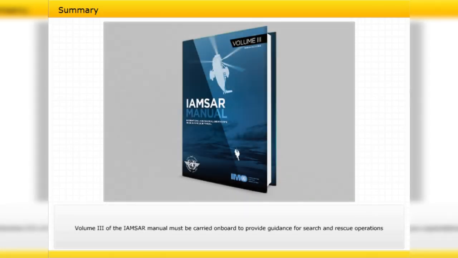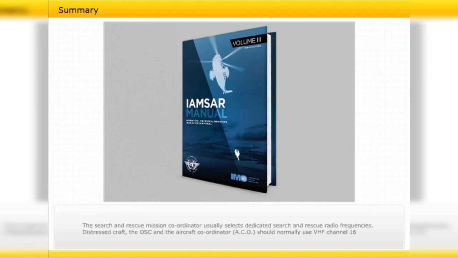Volume 3 of the IAMSAR manual must be carried on board to provide guidance for search and rescue operations. Following the correct procedures for acknowledging distress signals is vital to avoid wasting time in search and rescue operations. The Search and Rescue Mission Coordinator usually selects dedicated search and rescue radio frequencies. Distressed craft, the OSC, and the Aircraft Coordinator, ACO, should normally use VHF Channel 16.